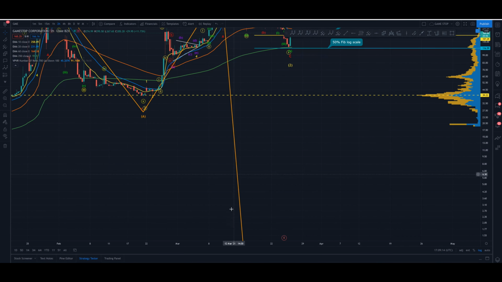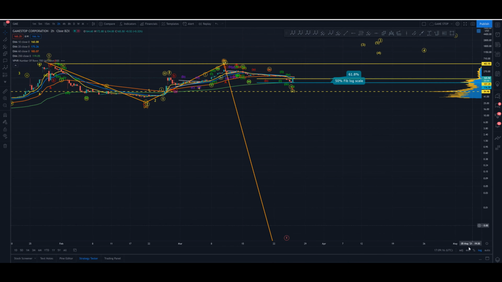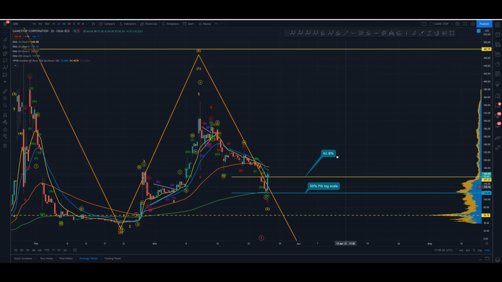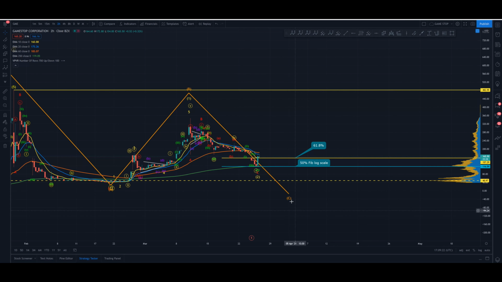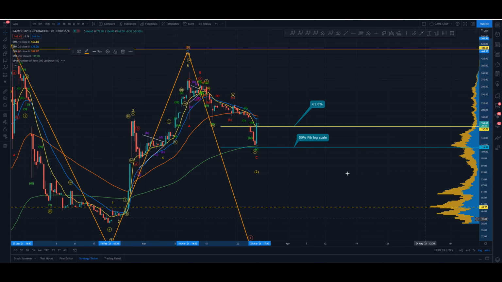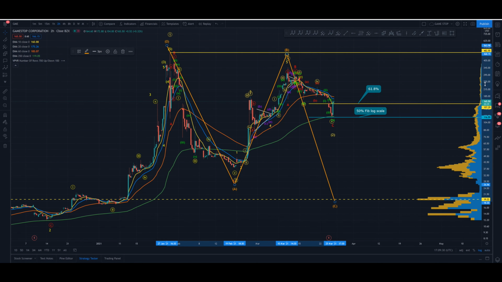So let's just, why is that C off the charts? I've obviously moved it at some point. Let's just bring, of course we're in log scale, so we have to remember that. There you go. That's better.